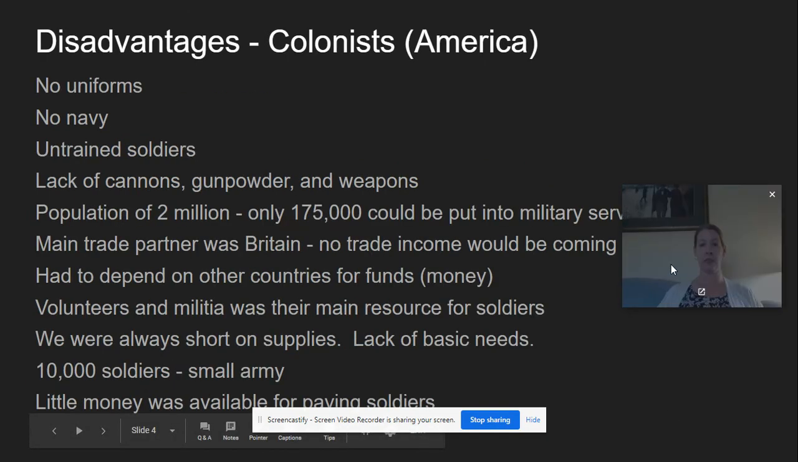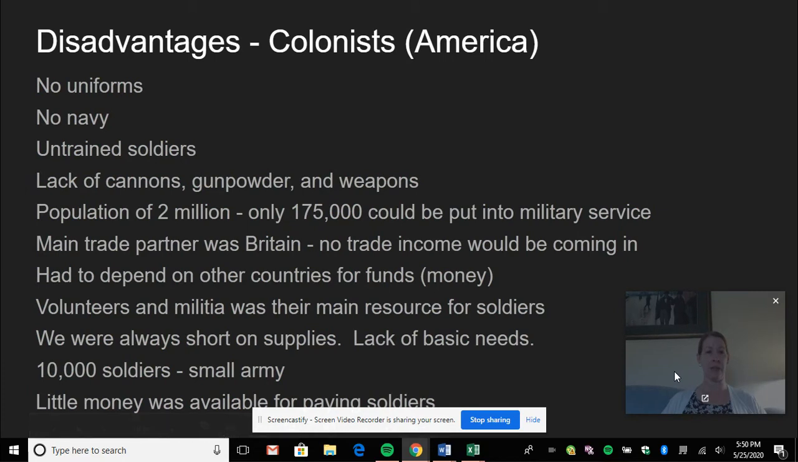Some disadvantages, though, for the colonists were they had really no uniforms, they had no navy, they had untrained soldiers, many were farmers, they had a lack of cannons, gunpowder, and weapons. They only had a population of 2 million, and only 175,000 of them could be put into military service based on their age and their gender. The main trade partner was Britain, and because that was who they were fighting, there was no trade income coming in during the time of the war.